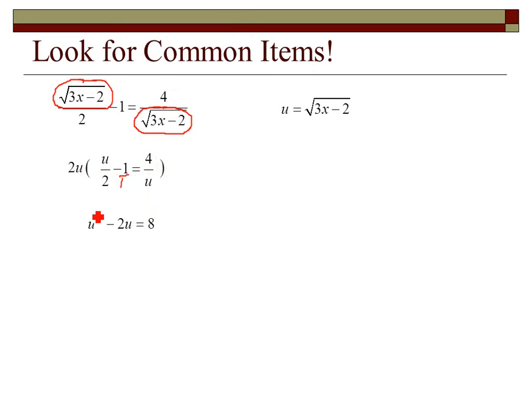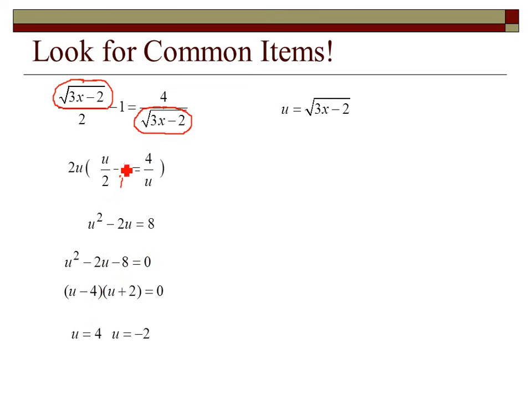Okay, again, remember, whenever you have a square, you're going to move everything to one side so you can factor to solve it. So I'll subtract 8. This factors to u minus 4 and u plus 2. So I get u equals 4 and u equals negative 2.